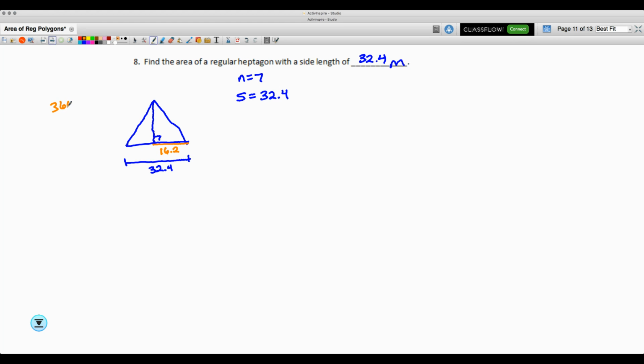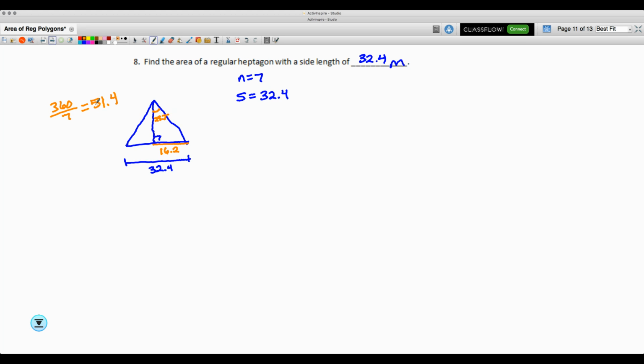Okay, so let's find the central angle. So 360 divided by 7 doesn't work out to be a whole number. So if we divide 360 by 7, we get to the nearest tenth place, 51.4. So that would mean that half of that angle, if we take 51.4 and divide it by 2, we would get 25.7.